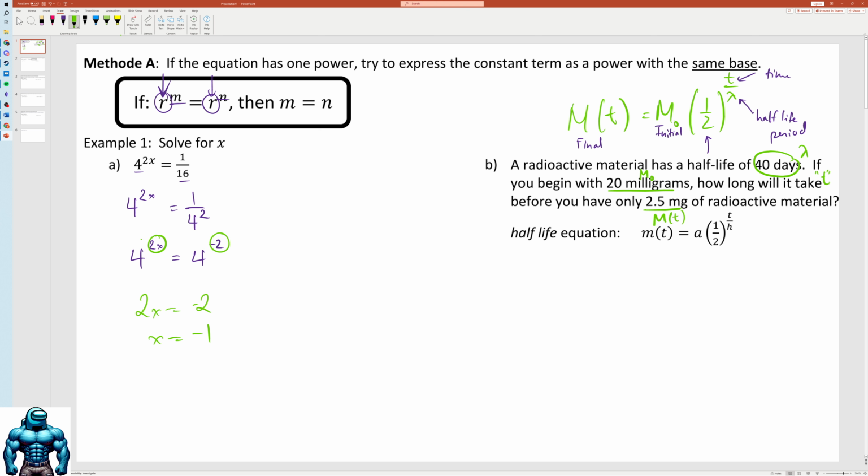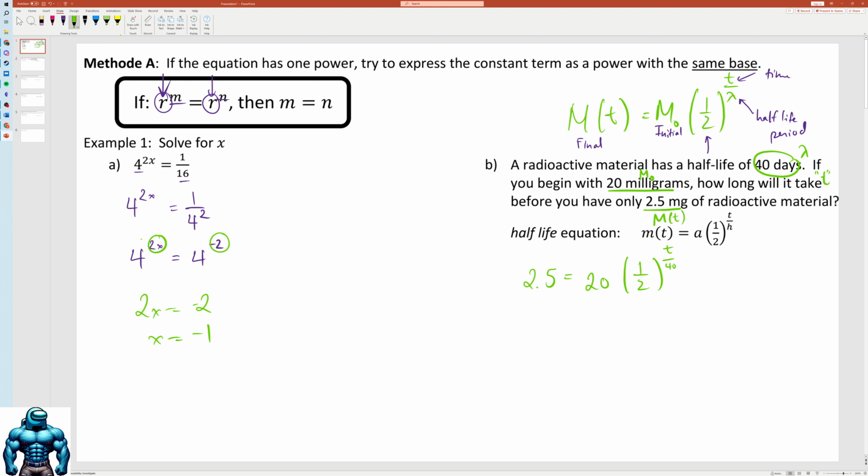Okay, let's give it a go. So we're looking at the final mass of 2.5 is equal to 20, the initial starting mass, 1/2 to the exponent of t divided by 40 days, which it takes to half itself. Okay, we're going to isolate for that t. First thing is we're going to divide both sides by that 20. What are we going to get?